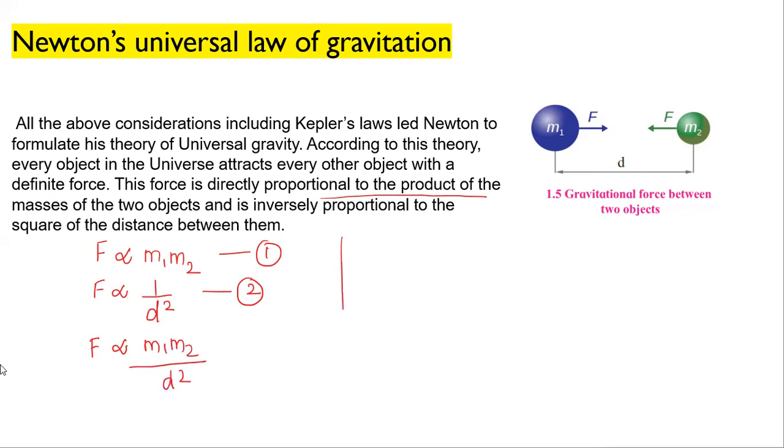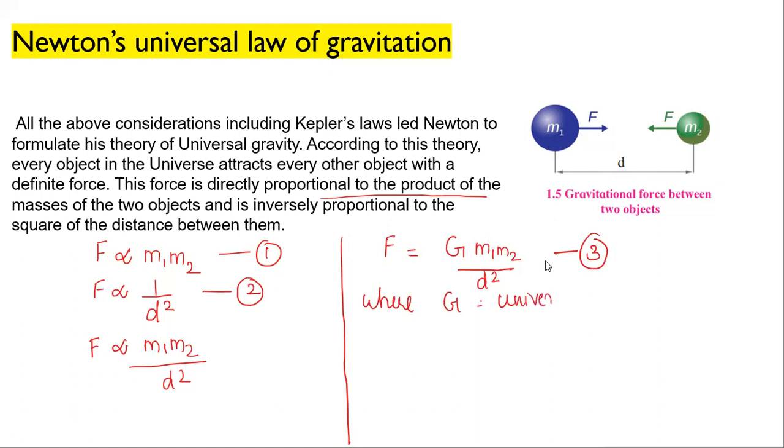We know that to remove the proportionality sign and put an equal sign, you have to multiply by a constant. Here we are multiplying by capital G. F equals G into m1 m2 upon d square. Equation number 3, where G is a constant called the universal gravitational constant.